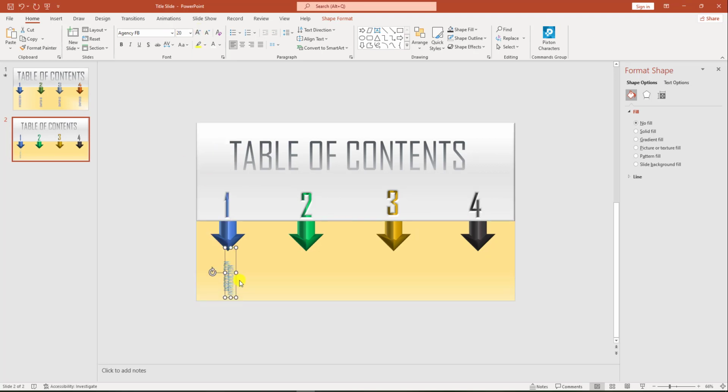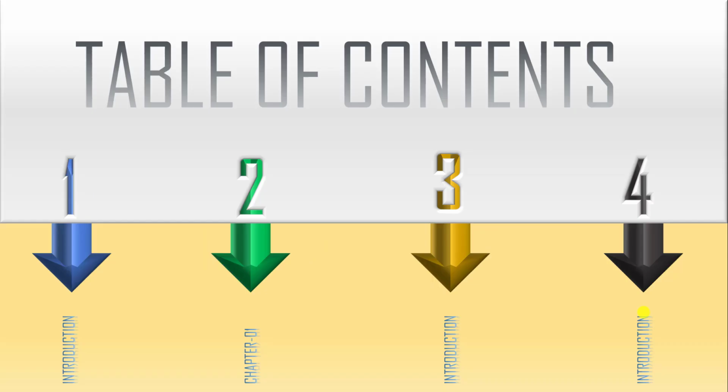Again press Ctrl D to duplicate, place it over here, press Ctrl D to duplicate, place it over here and press Ctrl D to duplicate and place it over here and change the text to Chapter 1, Chapter 2 or Chapter 3. And this is our final title slide.